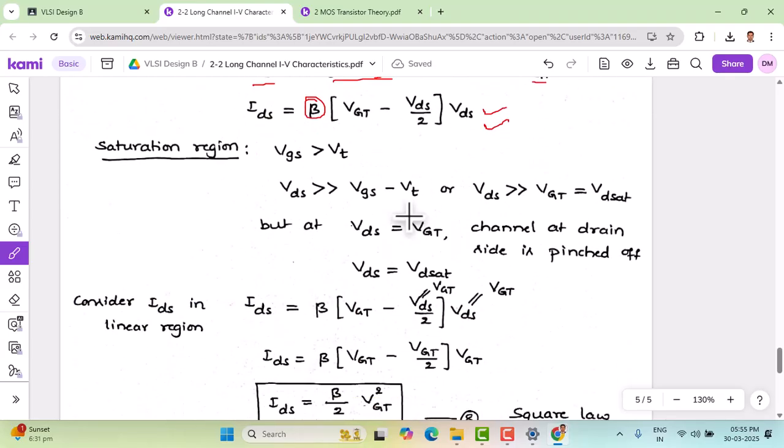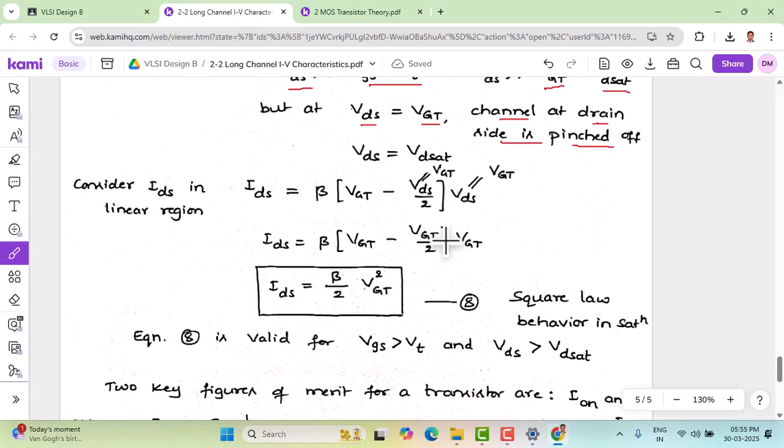And for the saturation region, VGS is greater than VT. This is a condition. But VDS also is far greater than VGS minus VT, which can be called VGT. So VDS is far greater than VGT, or that can be equated to VDS sat. But at VDS equals VGT, it is the point at which saturation commences. We have seen that in transistor operation, when the drain source voltage is exactly equal to VGS minus VT, that is the commencement of saturation. We say that the channel has been pinched off at the drain side. So this VDS can be called VDS sat at this particular point.